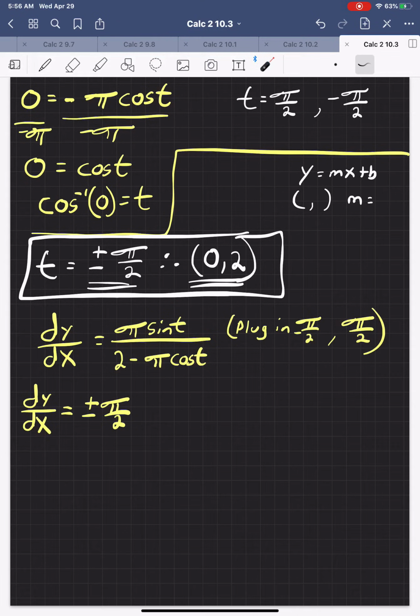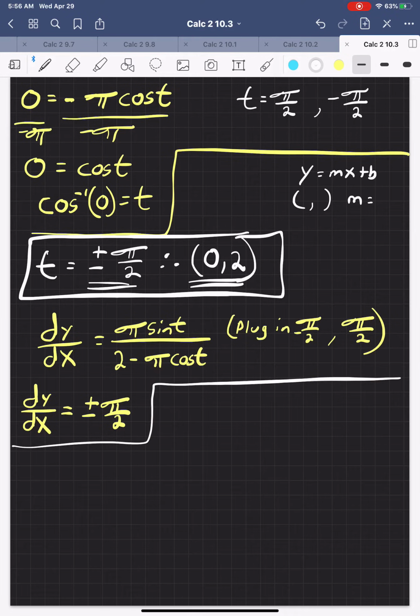So that would be pi times 1 divided by 2. So that's pi over 2. Now, if you plug in negative pi over 2, this would be negative 1 times pi. Again, cosine of negative pi over 2 still zeroes out, but that would be divided by 2. All right, so now let's actually form the equations.